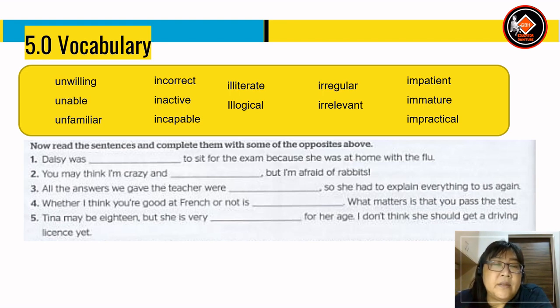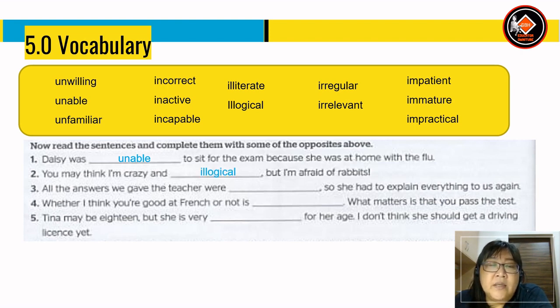Now, read the sentences and complete them with some of the opposites above. So you have the opposites: unwilling, unable, unfamiliar, incorrect, inactive, incapable, illiterate, illogical. Then you have irregular, irrelevant, impatient, immature, and impractical. So let's look at the first sentence. Daisy was to sit for the exam because she was at home with the flu. So Daisy was unable.